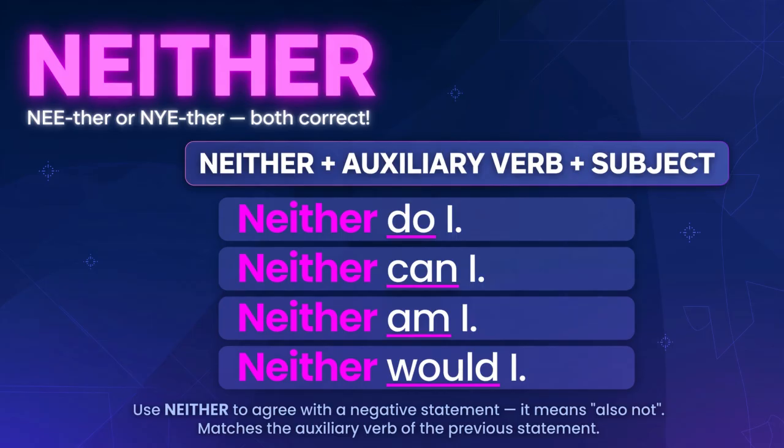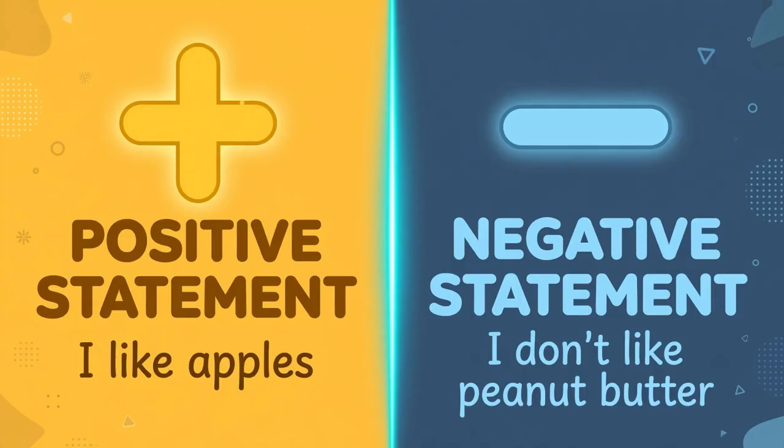Option 1, using neither. First, let's talk about neither. A quick pronunciation note, you can say neither or neither. Both are correct. Choose whichever feels more natural to you. Neither follows the same inverted structure as so. It goes before the auxiliary verb. So if your friend says, I don't like peanut butter, you say, neither do I.